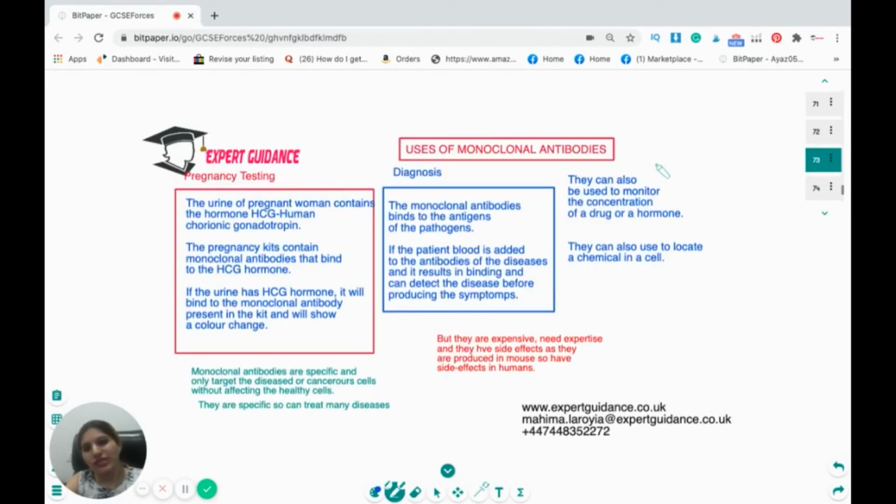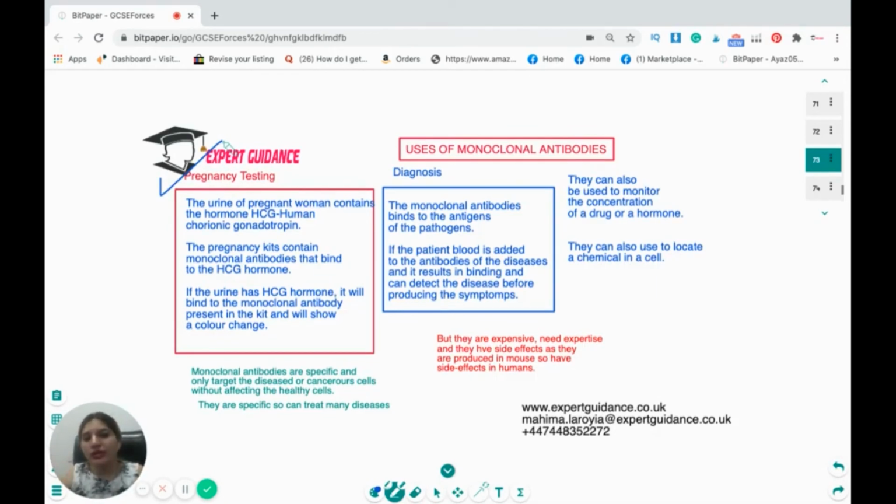Now, where do we use these monoclonal antibodies? They're used in pregnancy testing. Now, what happens in the pregnancy testing kit? The urine of a pregnant woman contains a hormone called HCG, which is human chorionic gonadotropin. The pregnancy kit contains monoclonal antibodies that bind to the HCG hormone. So if the urine has HCG hormone, it will bind to the monoclonal antibodies and make a color change, and that will give a positive test.